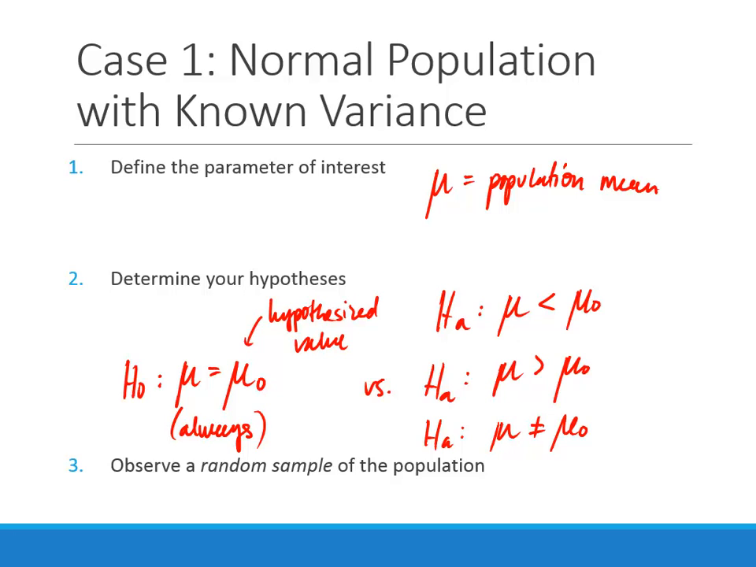Okay, and then we're going to observe a random sample of the population, and this is kind of just what we said. We have x1, x2, all the way up to xn that are IID normal with mean mu and variance sigma squared, where we know what sigma squared is. So that's your setup to think about what setting you're in here.